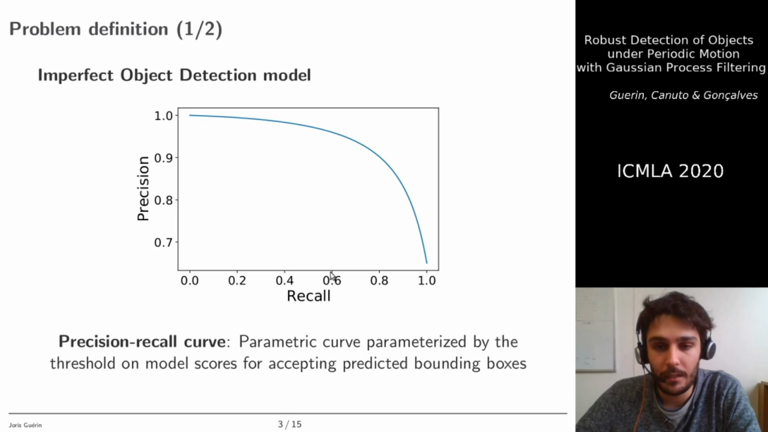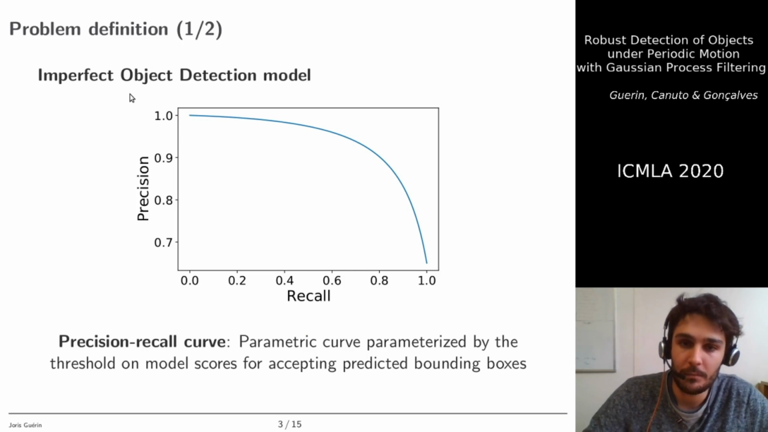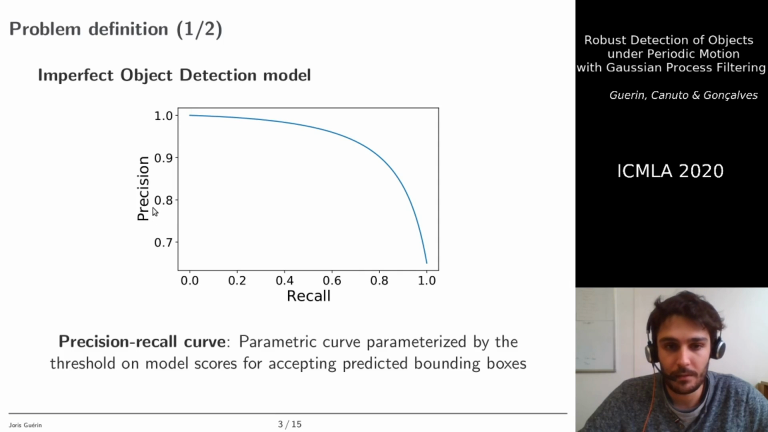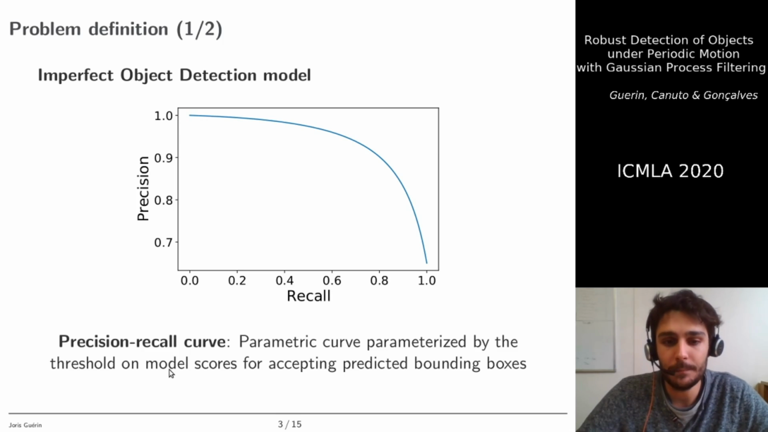So formally, our problem is defined as follows. We have an imperfect object detection model, as I just showed, which is characterized by its precision recall curve. This curve is basically a parametric curve where we consider the threshold with which we accept or refuse the boxes predicted by the model. And for one given value of this threshold, we get a point on this curve.